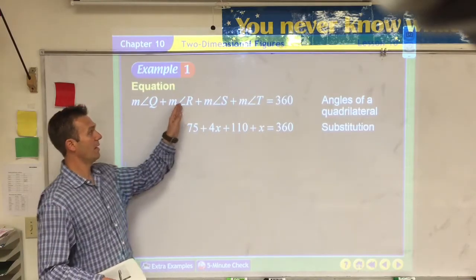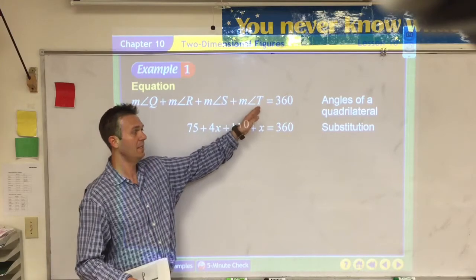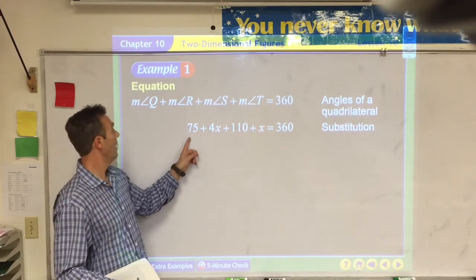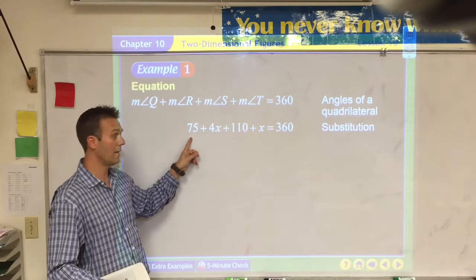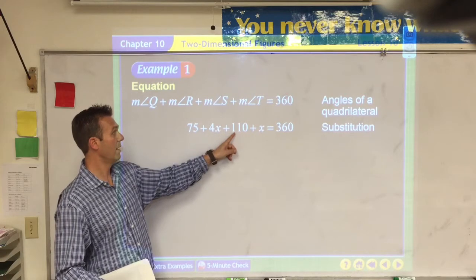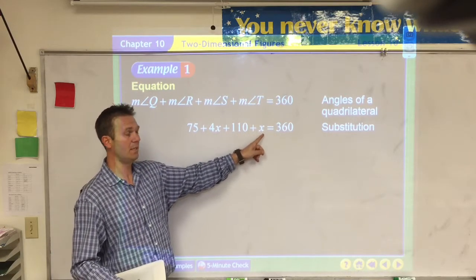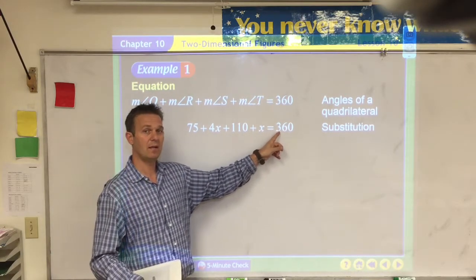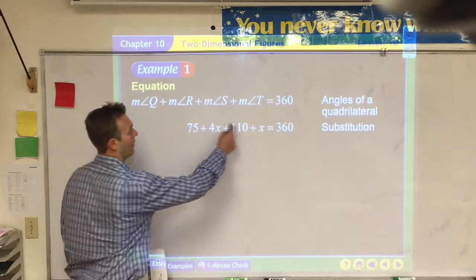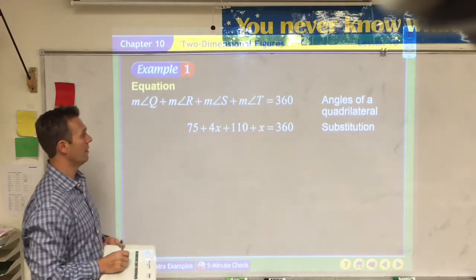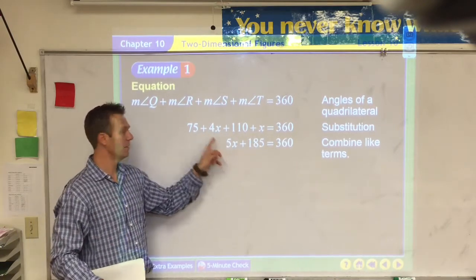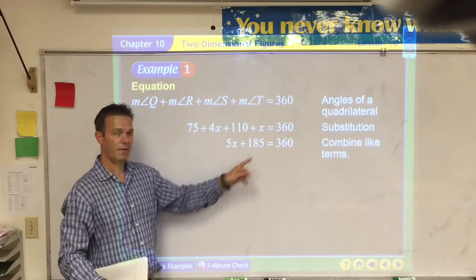Angle Q plus angle R plus angle S plus angle T have to all equal 360 degrees. Angle Q on that quadrilateral was 75, angle R was 4x, angle S was 110, and angle T was x. And again, because it's a quadrilateral, they add up to 360 degrees. So now we have to bring our x's together and our numbers together. So we got 4x plus 1x is 5x. 75 plus 110 is 185.